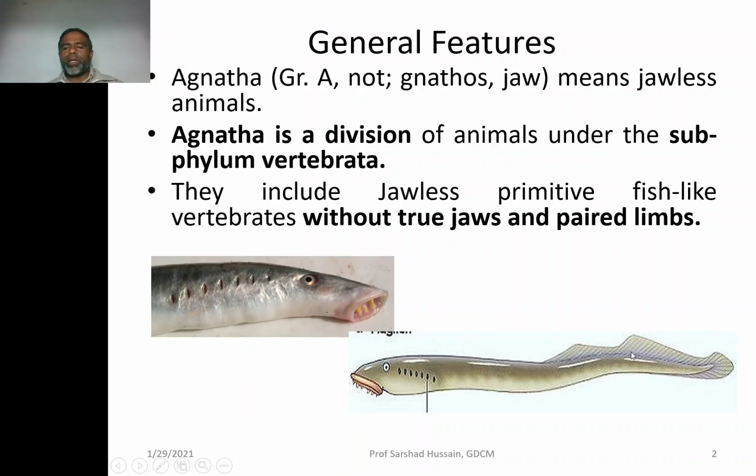It is fish-like because you can see a fin is present over there. Then gill slits are present, meant for respiration. They don't have jaws, and they don't have paired limbs. Like in other organisms, like we people, we have the anterior paired limbs and the posterior paired limbs, arms and legs, and other organisms also have four legs. But in this case, you do not have any paired limbs.